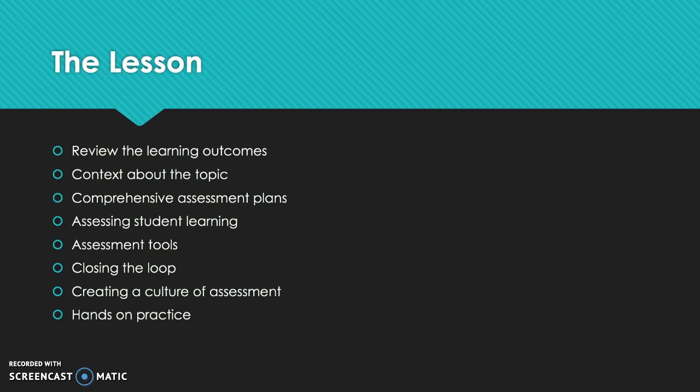Providing context about the topic, talking about what a comprehensive assessment plan looks like, how assessing student learning fits into that, giving them some tools for their toolbox as they think about going back to their residential communities and how they assess student learning.